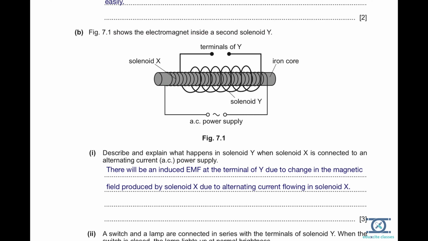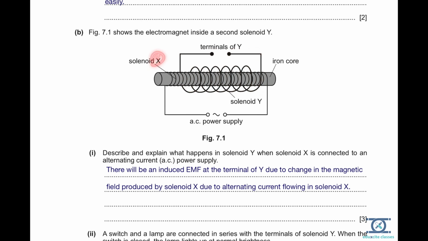The figure shows the electromagnet inside the second solenoid wire. Now please look at this circuit. There is an AC power supply for the solenoid X, which is coiled around the iron core, and there is a solenoid Y which is also coiled around this core with more turns, and the terminals of Y are here.